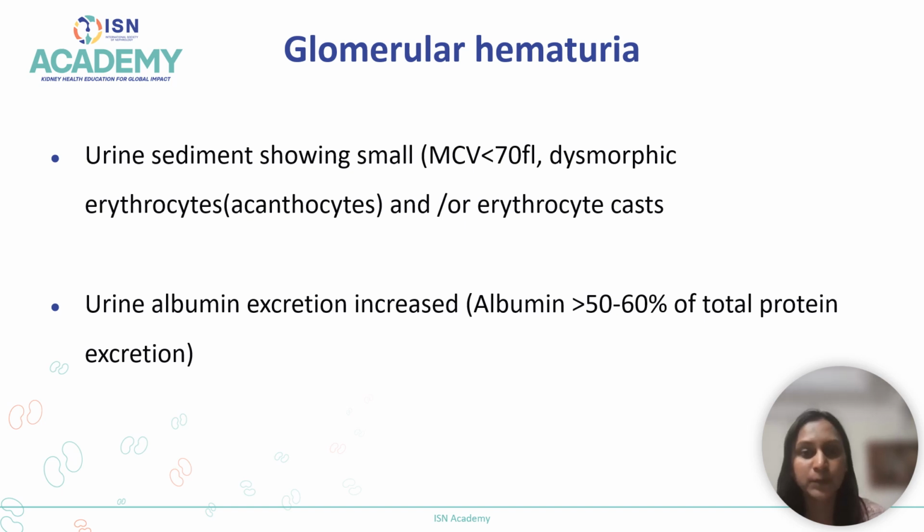Presence of more than 40% dysmorphic RBCs, more than 5% of acanthocytes, or even one RBC cast is suggestive of glomerular hematuria. Also, if you look at the total amount of protein that is excreted, if albumin comprises more than 50 to 60% of the total protein that is excreted, it is mostly favoring glomerular hematuria.